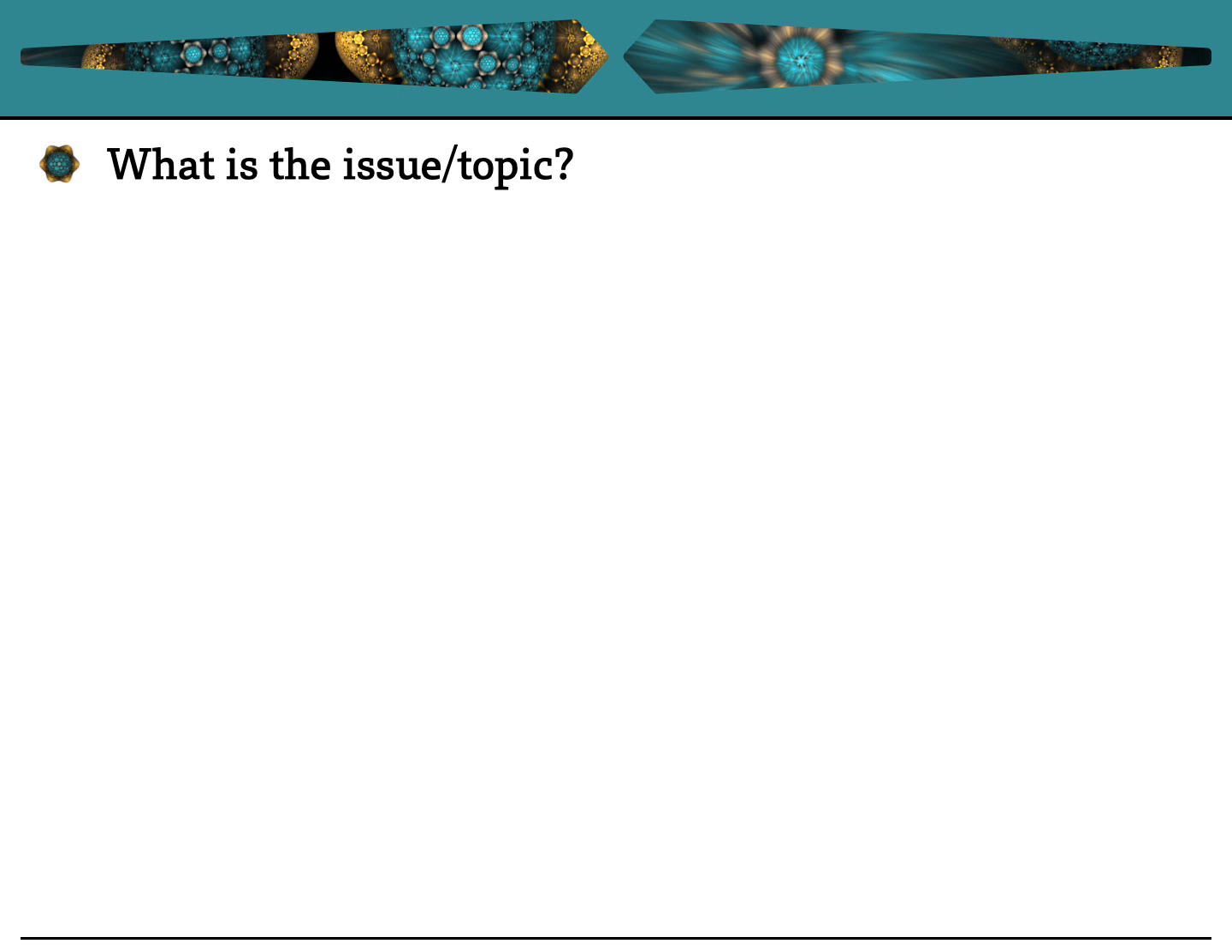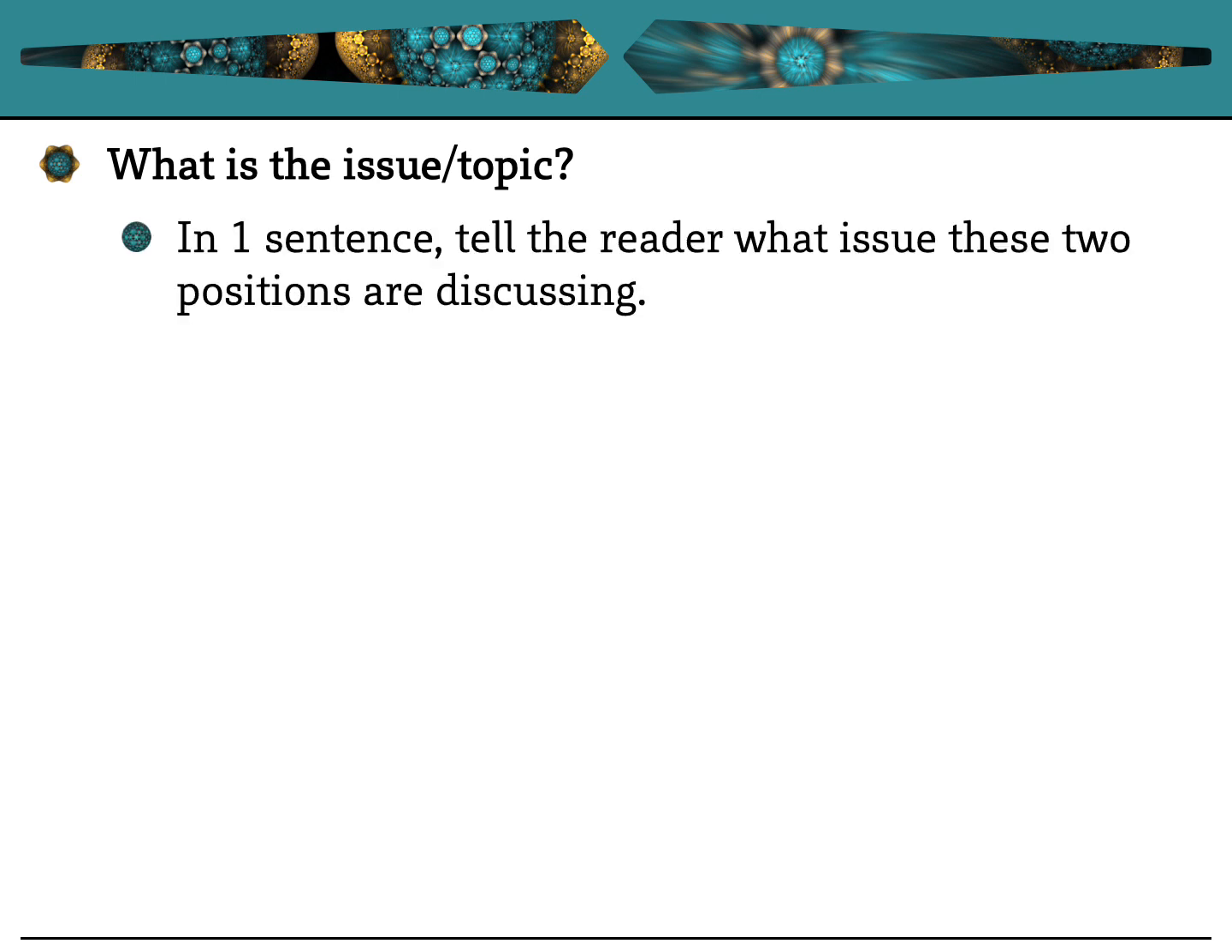So, what is the issue or topic? In one sentence, just one sentence, tell the reader what issue the 2 positions are discussing. Now, if you want to write more than one sentence here, you can, but it will serve absolutely no purpose and have no benefit and generally be a waste of your time because all you need is just one sentence introducing it.